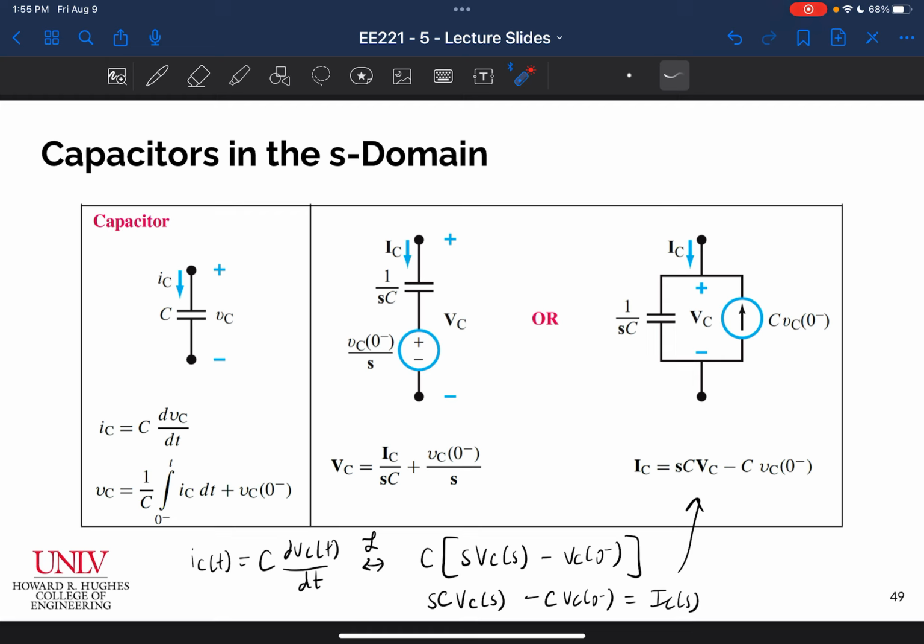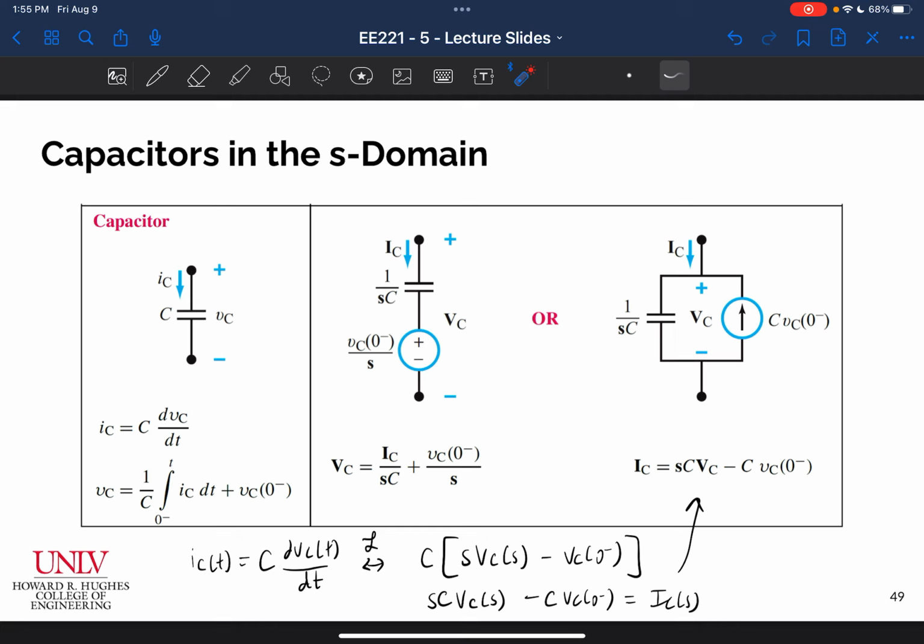And again, we have two alternative versions here. We have a version where we write things in terms of the voltage across the capacitor, so each of these terms is a voltage, and so the initial condition gets mapped to a voltage source. Or we have this current expression where we model this as basically a capacitor in parallel with a current source, and the initial condition gets mapped to a current source. So that is how you transform resistors, inductors, and capacitors into their S-domain equivalents.